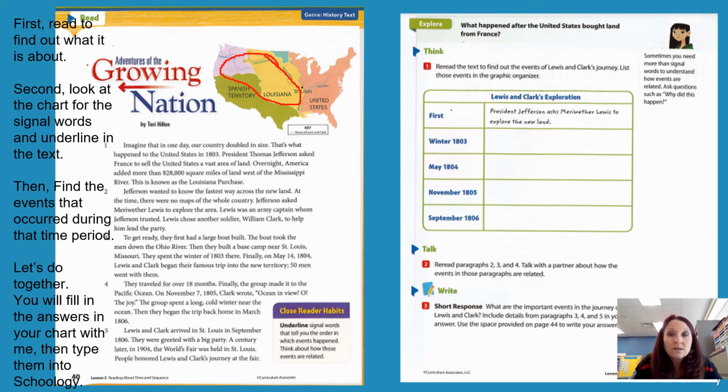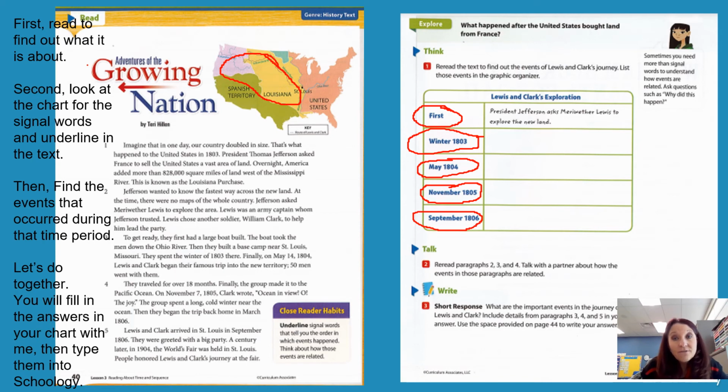What I want you to do is look for these signal words that we see over here on page 41. We see the word first, we see the winter 1803, May 1804, November 1805, and September 1806. I want you to underline where you see those dates in the text and then think about what happened during those dates. So pause the video while you fill out the chart and then we'll check it together. Okay, now that you have your chart filled out, let's see how you did.